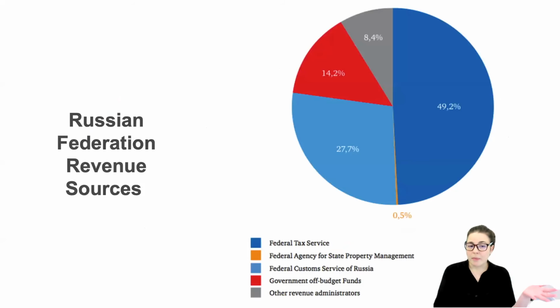So talking about revenue sources, most of the revenue of the Russian Federation consists of federal tax services. Almost half of the whole revenue is income from taxes, different types of taxes. The rest of the revenue sources are made of revenues from different administrators and government budget funds, and also the Federal Customs Service of Russia. And of course, the smallest part is from the Federal Agency for State Property Management.